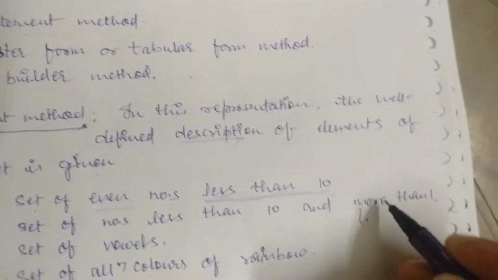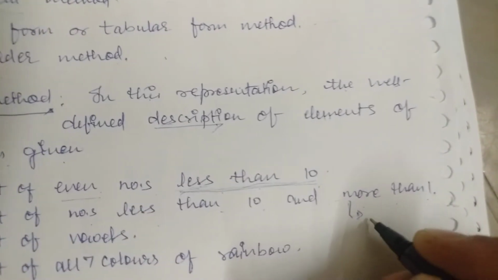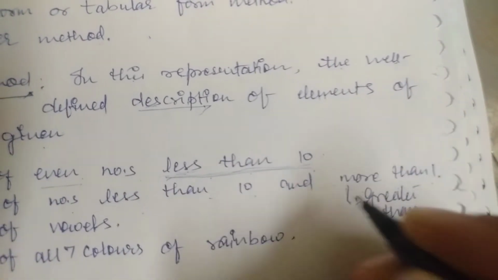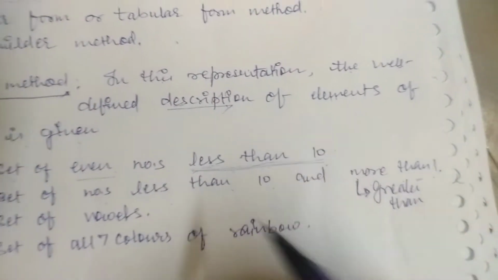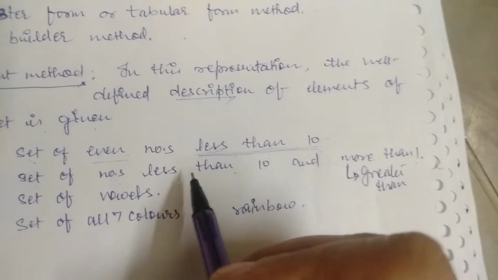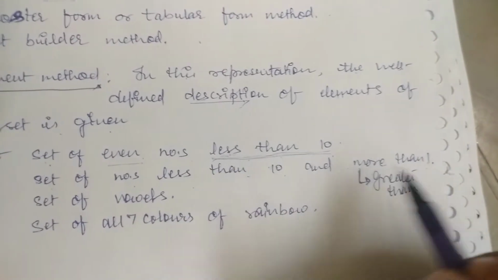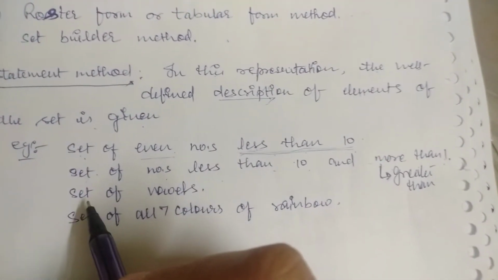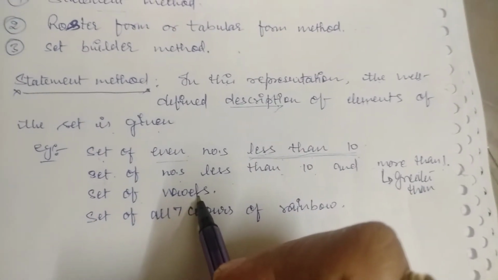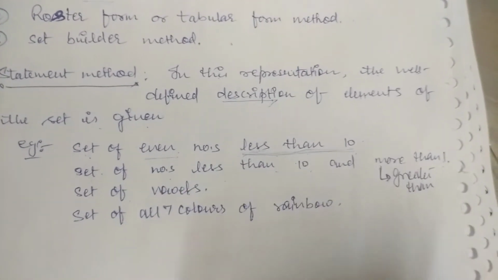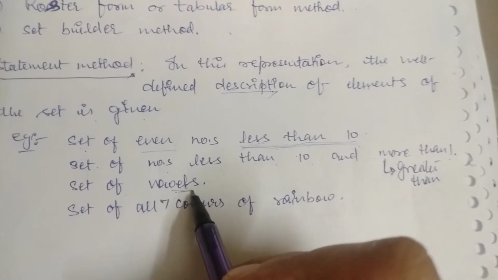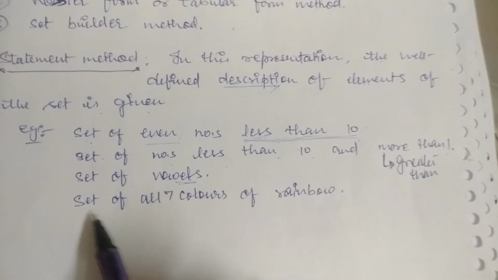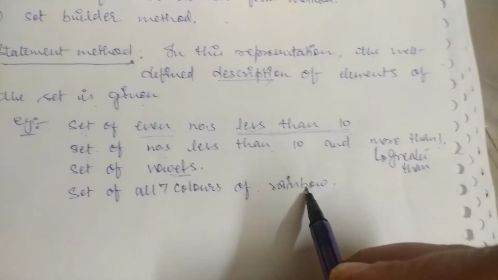We can say more than, or we can say it is greater than. Okay? So a number is greater than 1 and less than 10. So this is the property of the number which belongs to the set. Or another example is the set of vowels. So the property of the alphabet is that it is a vowel, then it belongs to the set. There is one more example, the set of all the 7 colors of the rainbow.